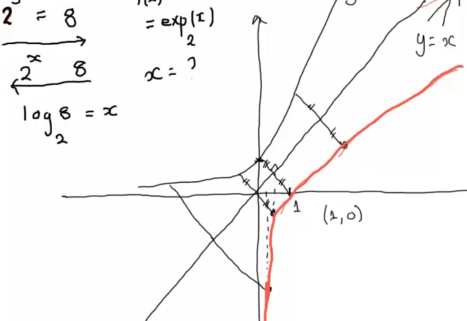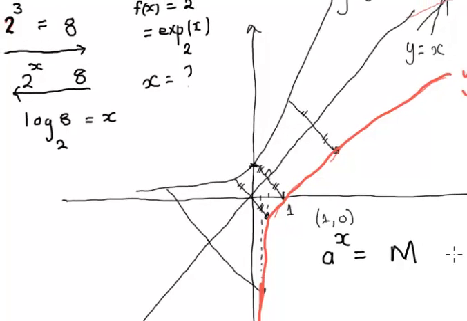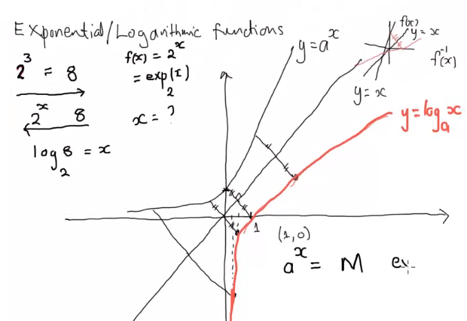I'm still going to highlight that. Maybe let me highlight it somewhere here and write it here. What I've just written there, in general, I would say, if I've got a to the power x being equal to m, that's a relationship expressed exponentially.